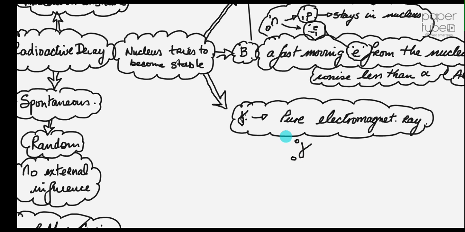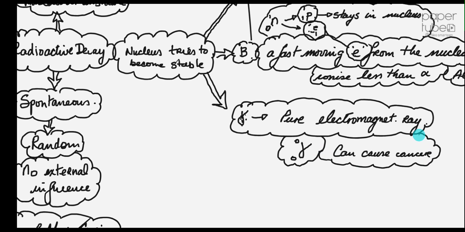And it does interact with cells, and it does cause problems to cells. But if you keep out of its way, it'll not do you much harm, like most things in life. So it's just pure electromagnetic wave, and it can cause cancer. But so can the other two. It's also used in radiotherapy, where it's given in controlled amounts to kill off cancerous cells.